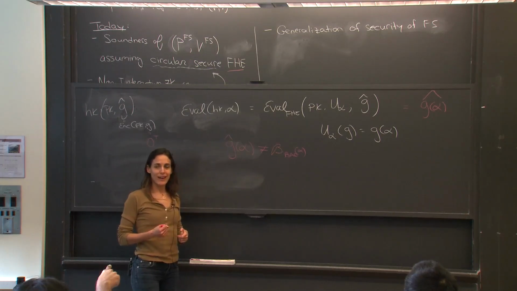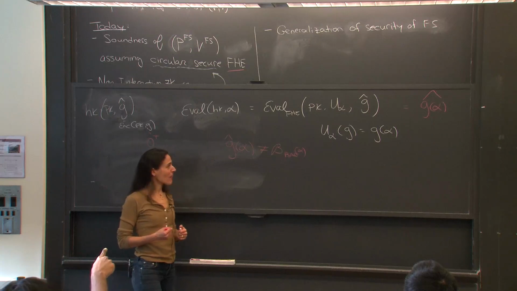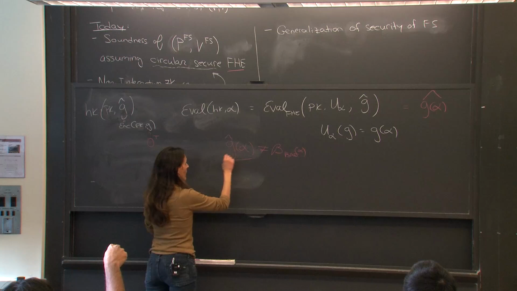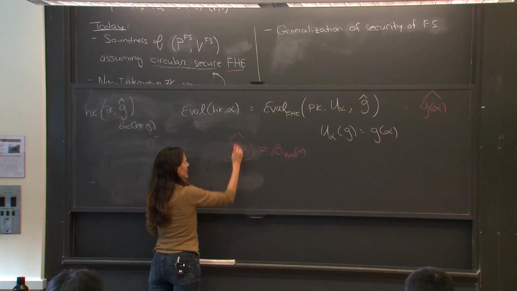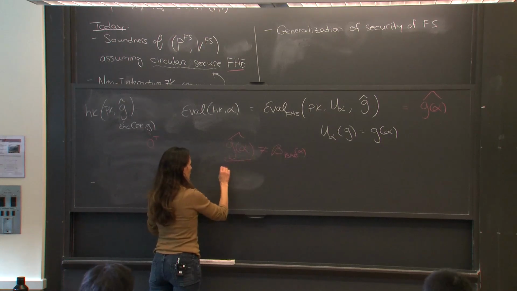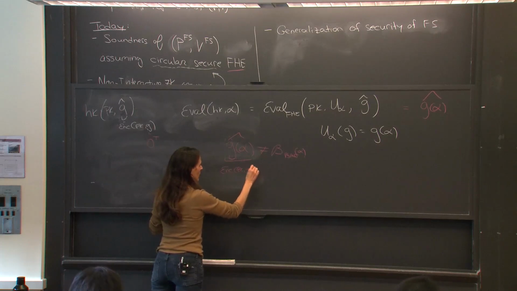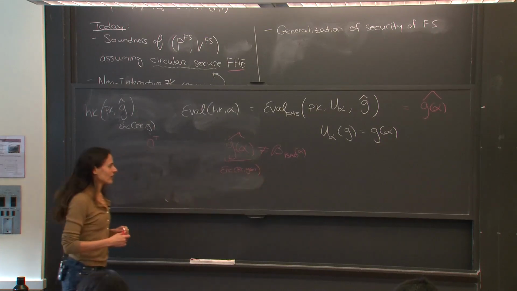Yeah? Just a syntactic question. What does this notation mean? Like, is it like an encryption of G? Like, is the hat over the whole thing? Yeah, sorry. This is an encryption with public key of G alpha. Yes, sorry. Thank you.